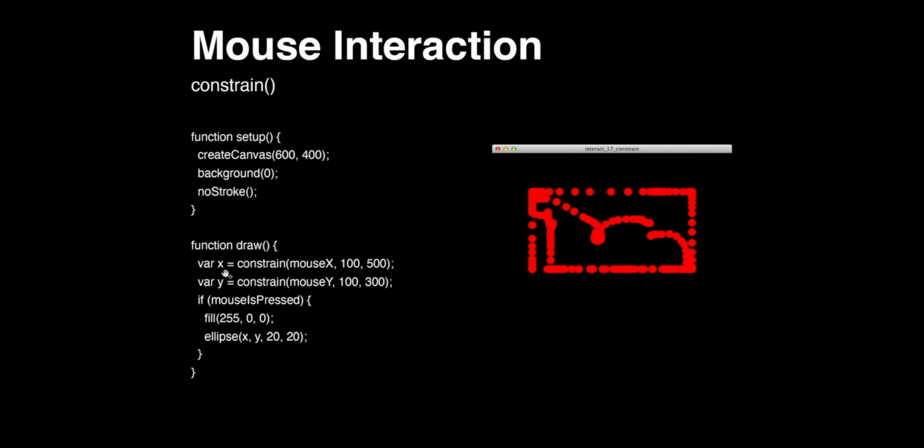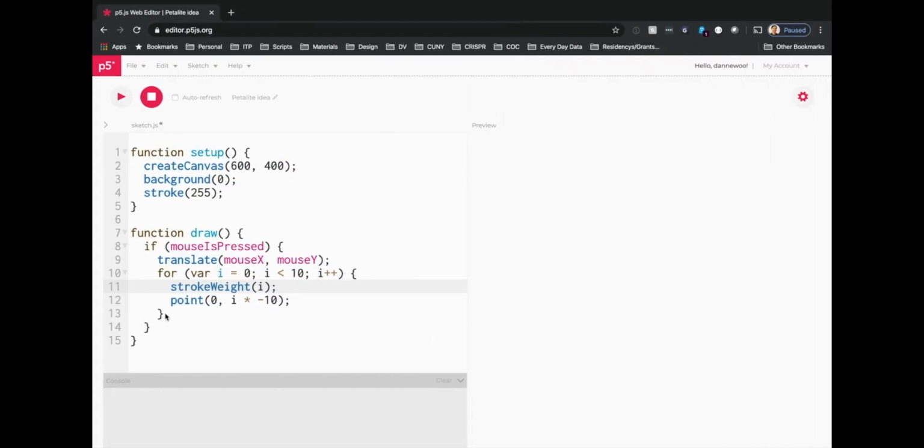So we could say, okay, create a variable for X and Y and constrain the mouseX and mouseY to just be between, for the X, 100 and 500, and for the Y, between 100 and 300. And then we can have an ellipse that is using that X and Y value, and it's just going to stay within that region on the screen, so it won't go outside at all. So it won't go below 100 for X and Y, and it won't go above 500 for X and 300 for Y. All right, let's try that.